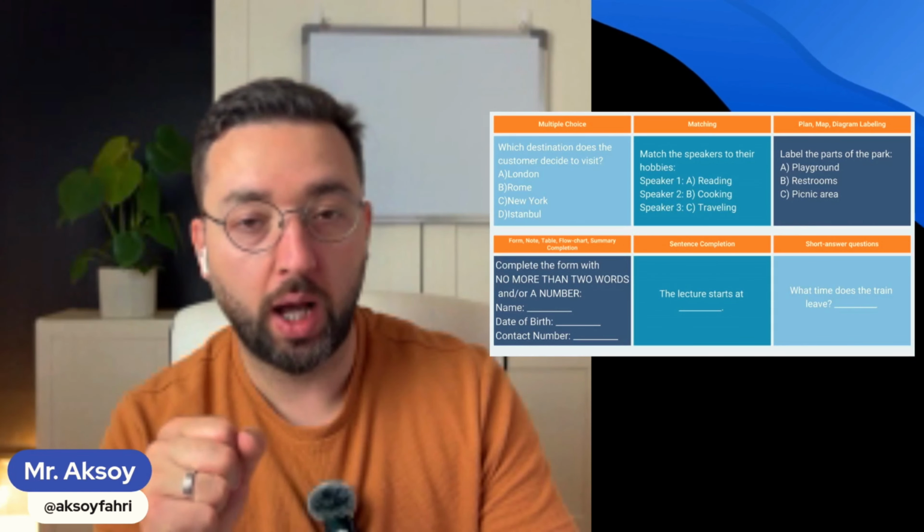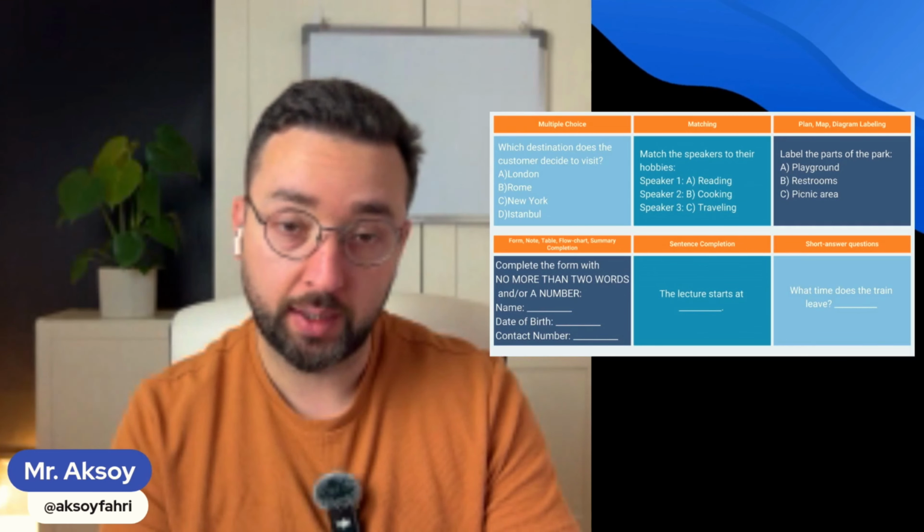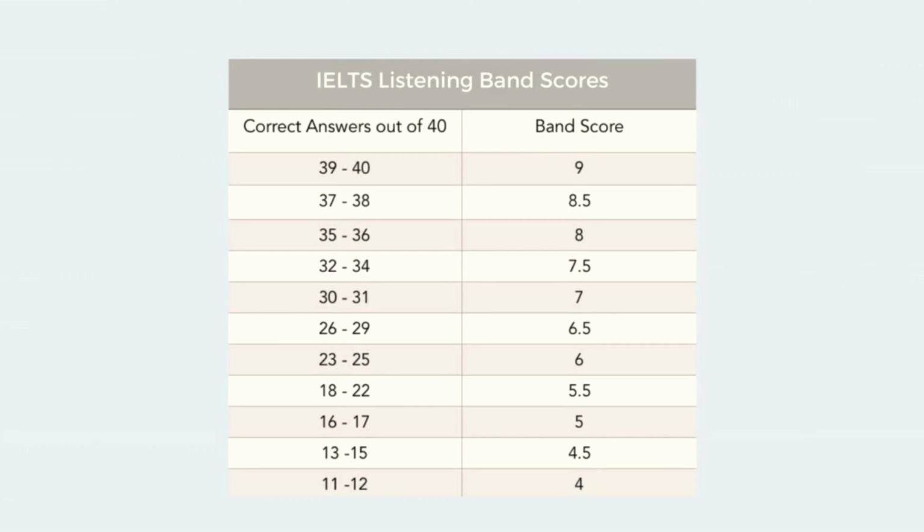So let's say you answer 40 questions out of 40. What's going to be your mark? How are you going to understand that? This is an example of band scoring. So take a screenshot, guys, and keep a note somewhere. You might need it when you do the practice.